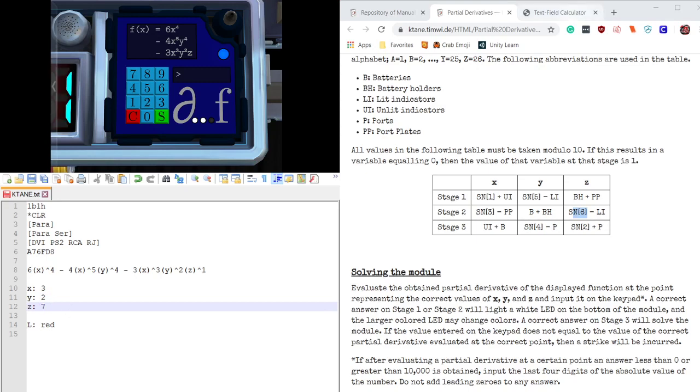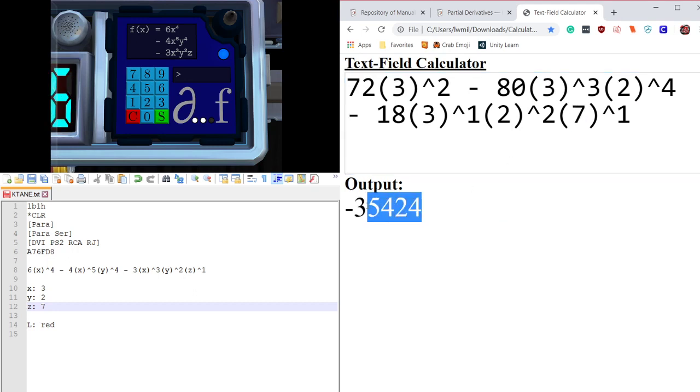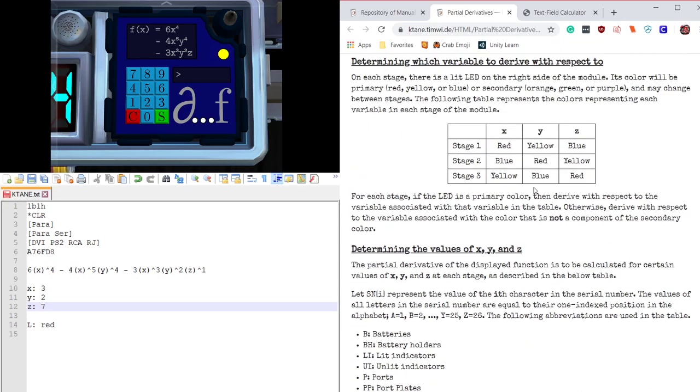These are x, y, and z values, so we're going to plug them into the equation. X is 3, y is 2, and z is 7. We're going to submit the last 4 digits of this answer, 5424, submit, and we're done with that stage. On to the last stage. The LED is yellow, so we are once again deriving to x.